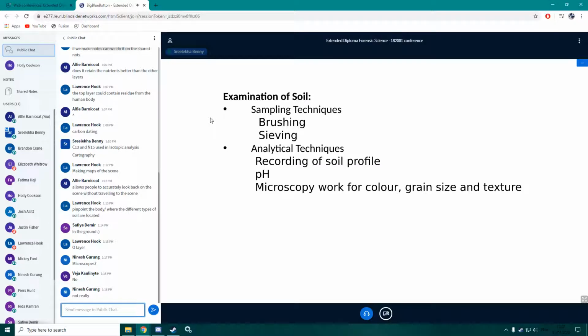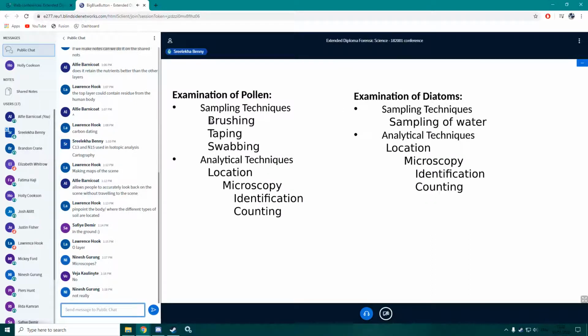So when we talk about the soil, it is similar to the other bits as well. As I said, the sampling techniques for pollen are similar to soil. You just use brushing, swabbing, and taping. But diatoms are different, because diatoms are found in water, so sampling of water is needed. But all the other analytical techniques will be the same. So they use microscopes and spectroscopes to find different types of pollen and diatoms.